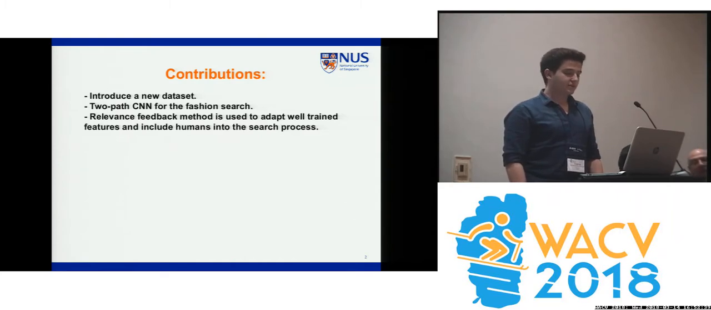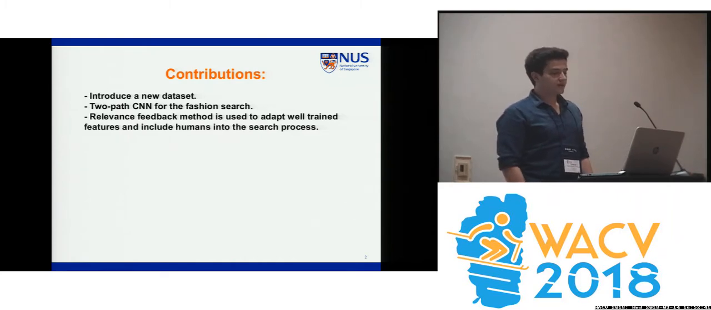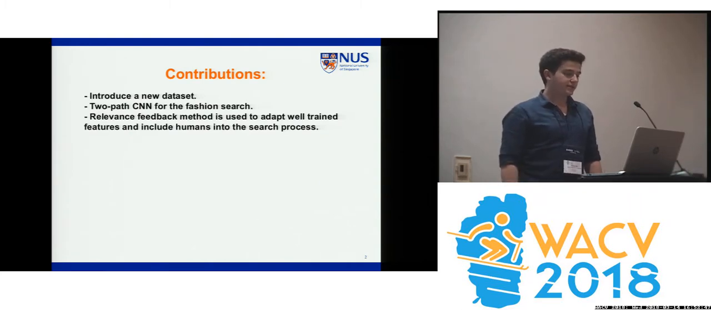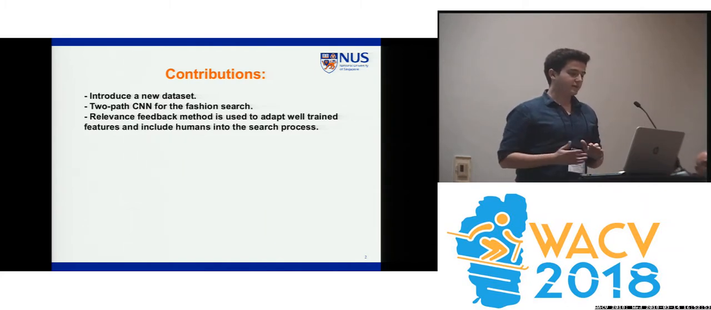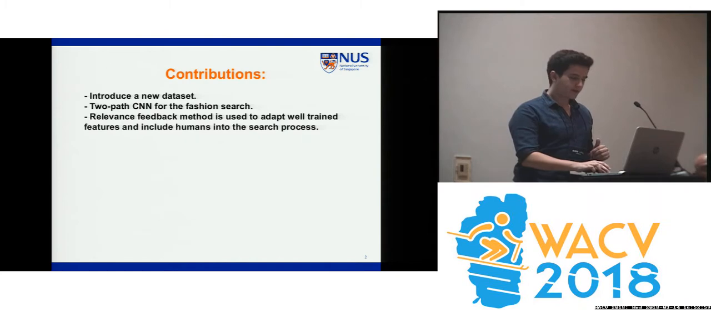First of all, our contributions can be listed as follows. First, we introduce a new fashion dataset. Then we propose a two-path CNN for the fashion search. Lastly, a relevance feedback method is used to adapt well-trained features and include humans in the search process.